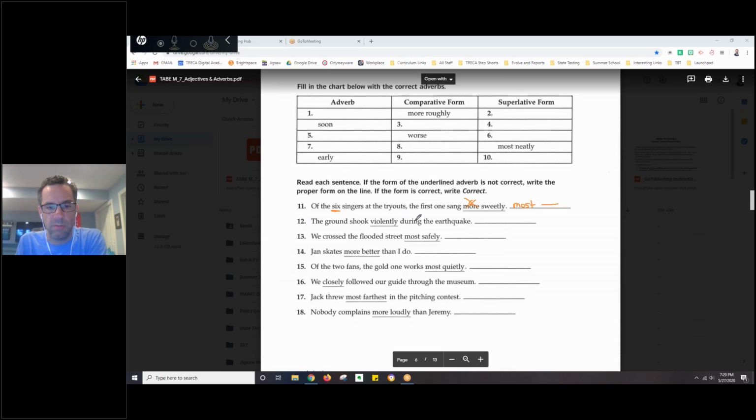12 says the ground shook violently during the earthquake. That one seems fine to me. I'm going to put correct. We crossed the flooded street most safely. There's no comparing here. There's no comparison. I don't see a need to use comparative or superlative. So this one would just be safely. We crossed the flooded street safely. There's no comparing. All right, pause, do 14 through 18, and then we'll come back.